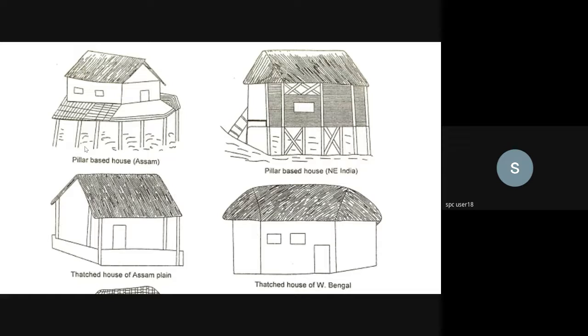You'll see that in Assam, which is all along the banks of the Brahmaputra, the Brahmaputra has a higher discharge of water as compared to the Ganga, let me tell you. As a consequence, the Assam floodplains tend to be flooded, and so the houses are built at a height. They have a base of various pillars.